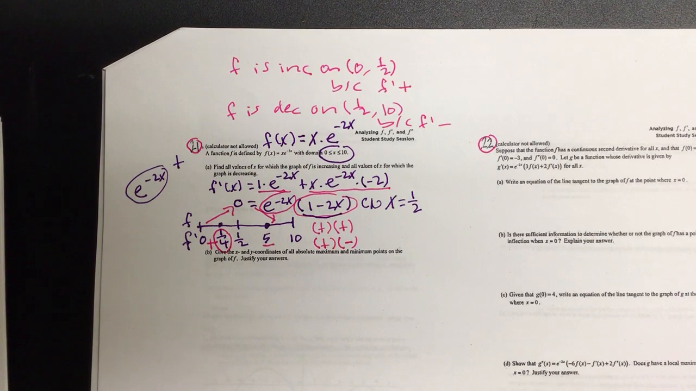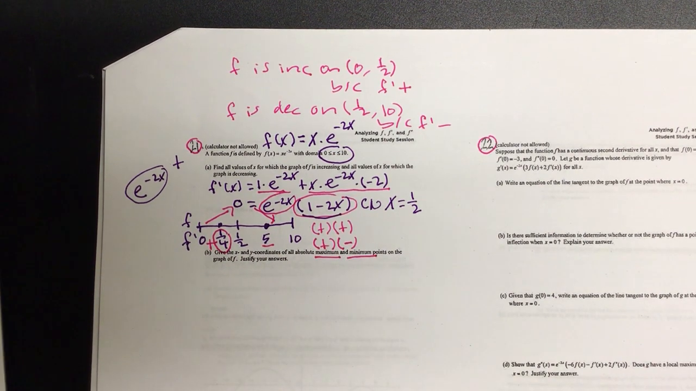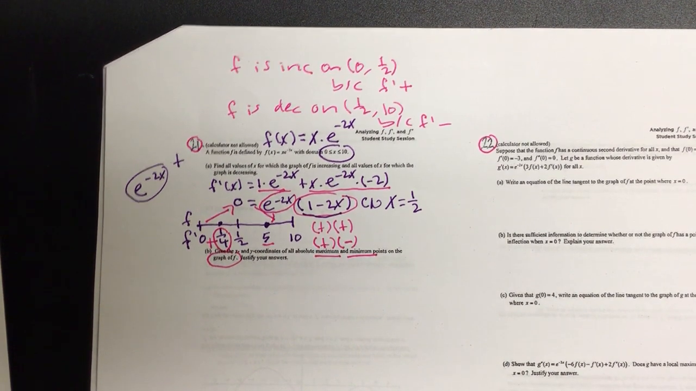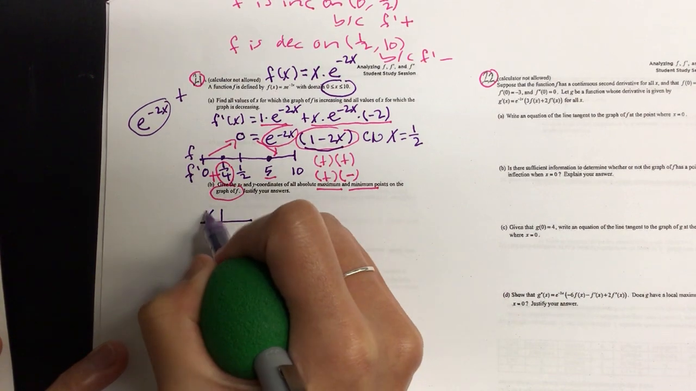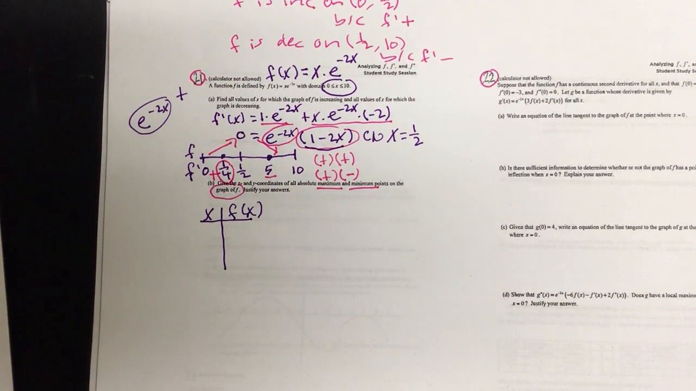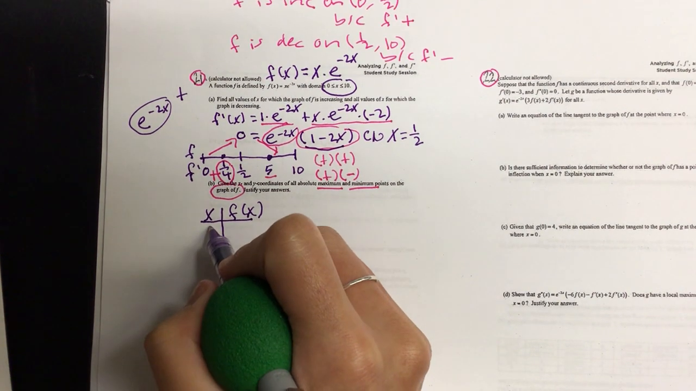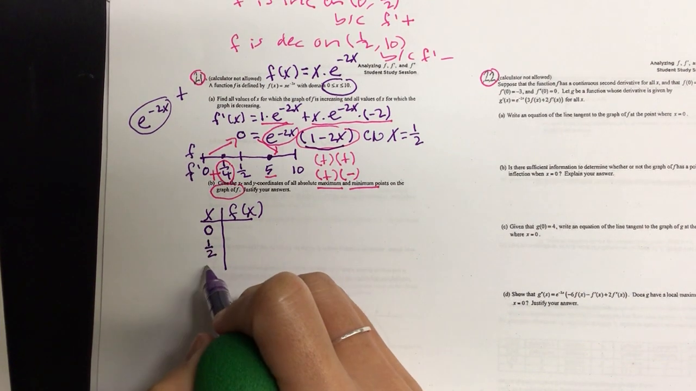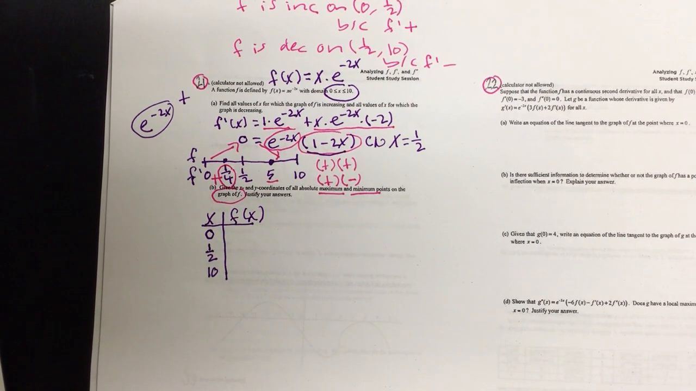Okay, our next one. It says to find the absolute minimum and maximum, and notice it says of the graph f. So this time we have to plug it back into the original. So let's make our t-chart. How many numbers are we going to need in our t-chart? The critical point and the 2 endpoints. We need 3 of them. So we have 0, 1/2, and 10. And we are going back to the original function.